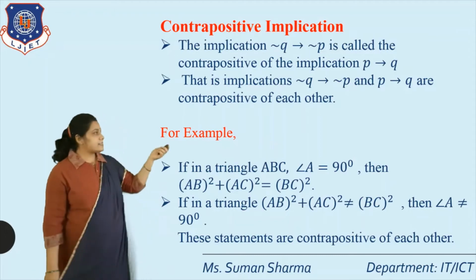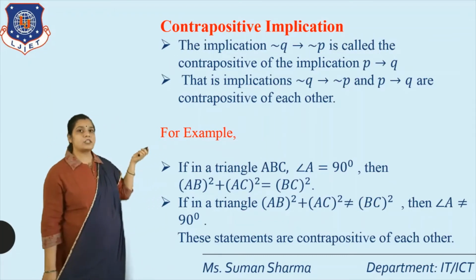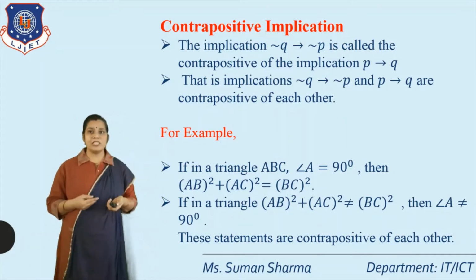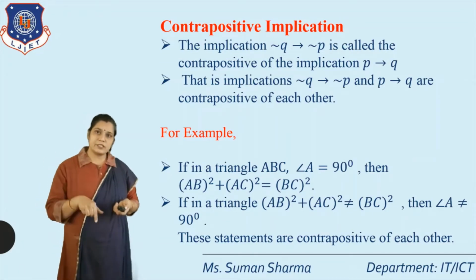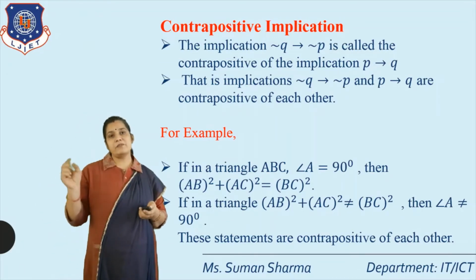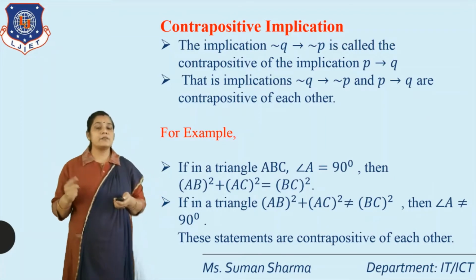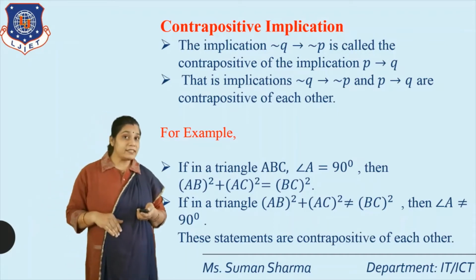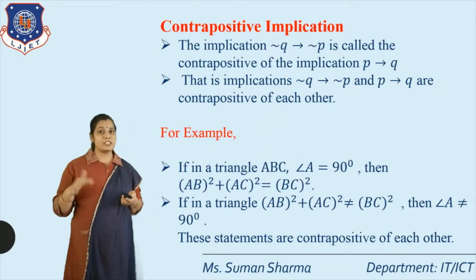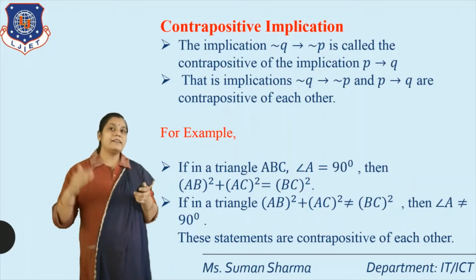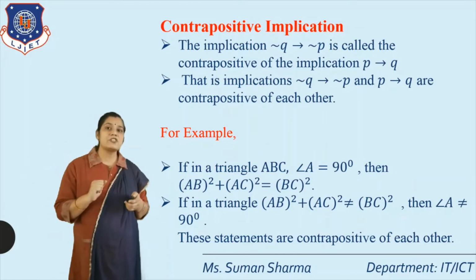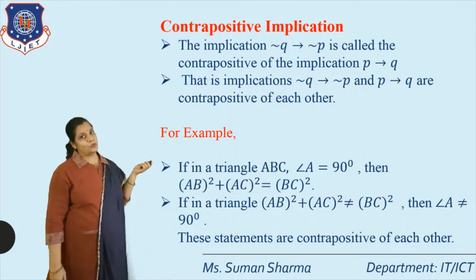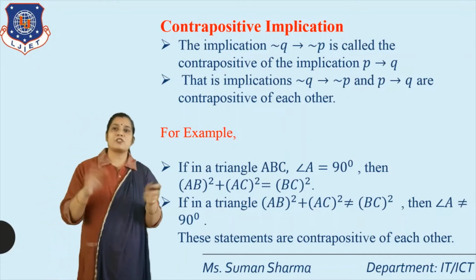That means implication negation Q tends to negation P and P tends to Q are contrapositive of each other. That means in case P implies Q in the bracket, and outside we write the negation sign. So negation of (P implies Q) is equal to what? Negation Q tends to negation P. But in case of negation Q tends to negation P, we write it in the bracket and outside we draw the negation sign. Okay, so we open this process, so we write here P tends to Q. That means these are the contrapositive of each other.